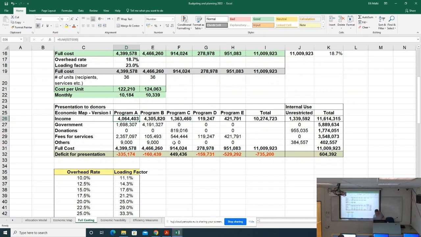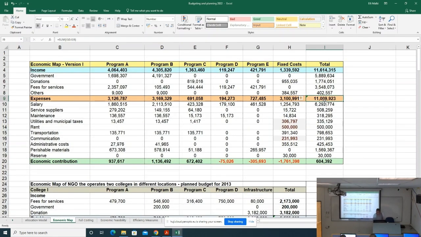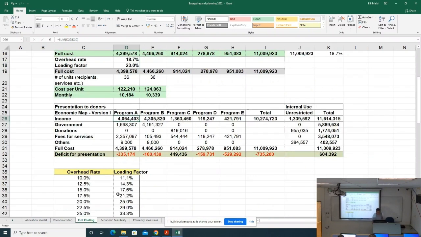But there is something here which looks in a way a little bit unreasonable. Okay? If we go back to the economic map of this organization, we can see that overall, if we look at the total income compared to the total expenses, we can see that the budget of this organization was planned with a built-in surplus of 604,000. And now I'm showing you a table here, and apart from one program, all the programs are in deficit. So how come a budget which shows surplus, if you break it down to programs, they are all in deficit? How did we get to that situation?